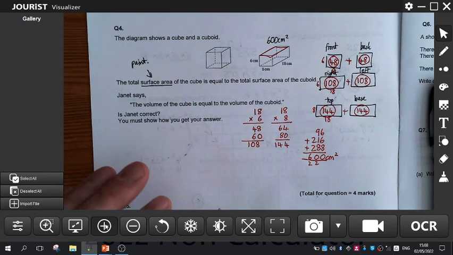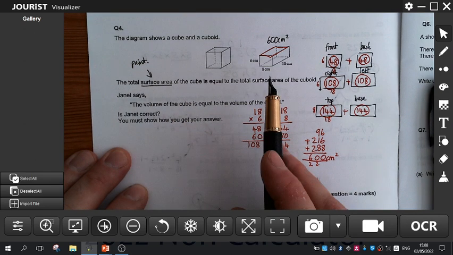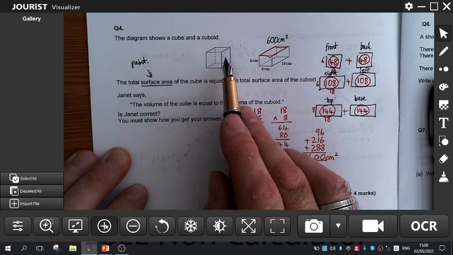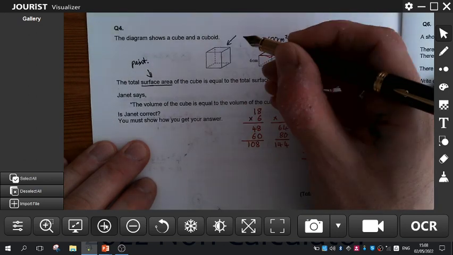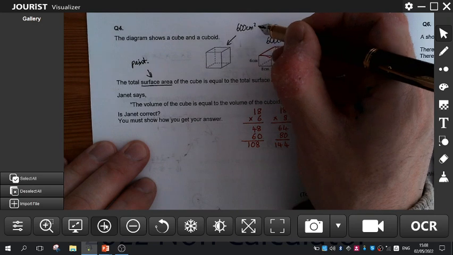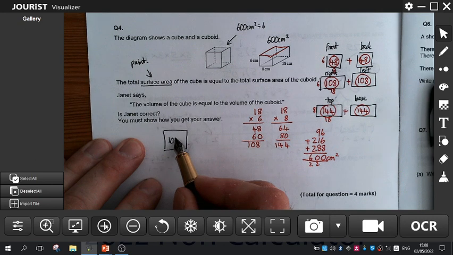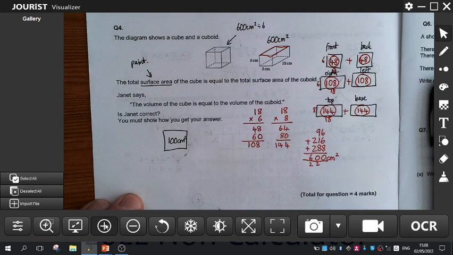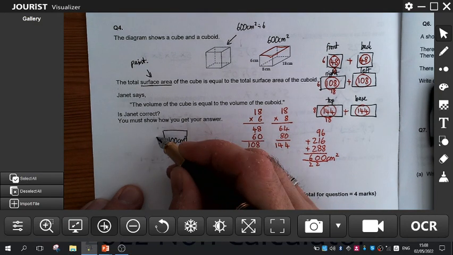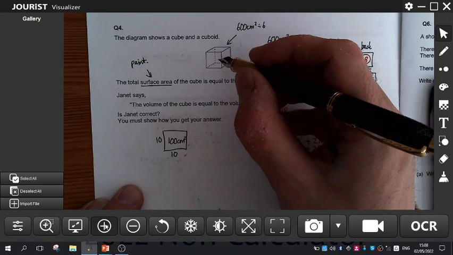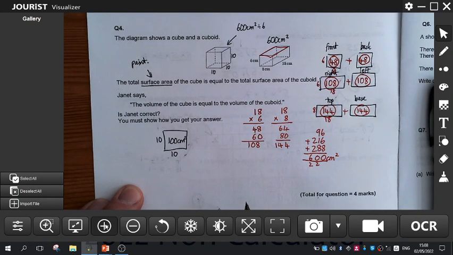Thinking now about the cube, it says the surface area of the cube is equal to the total surface area of this shape. That means there's 1, 2, 3, 4, 5, 6 sides of the cube, so one of the sides will be 600 centimetres squared divided by 6, so each side is 100 centimetres squared. Quite rapidly I can figure out that each side of the cube must be 10. 10 times 10 is 100. Let's put those measurements on the cube. And that's the total of that bit of information done.